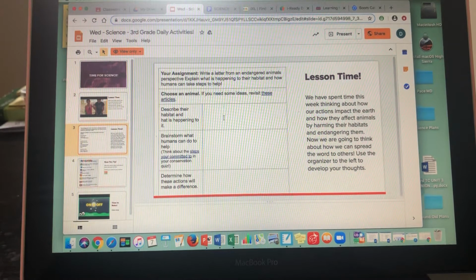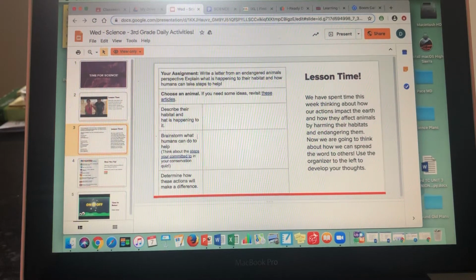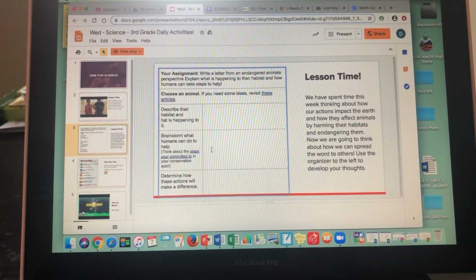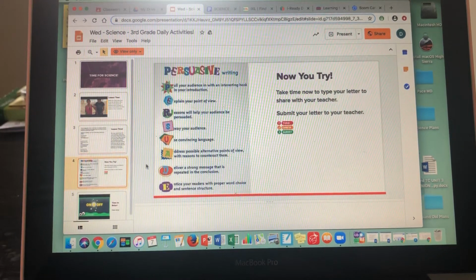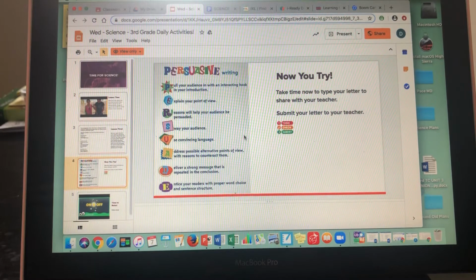Maybe you're talking about polar bears and their ice caps are melting. It's becoming too hot. They're not finding enough food. Okay, you're going to brainstorm what humans can do to try and help solve this issue. And then you determined how these actions will actually make a difference. Now today, you are going to actually type up your letter.